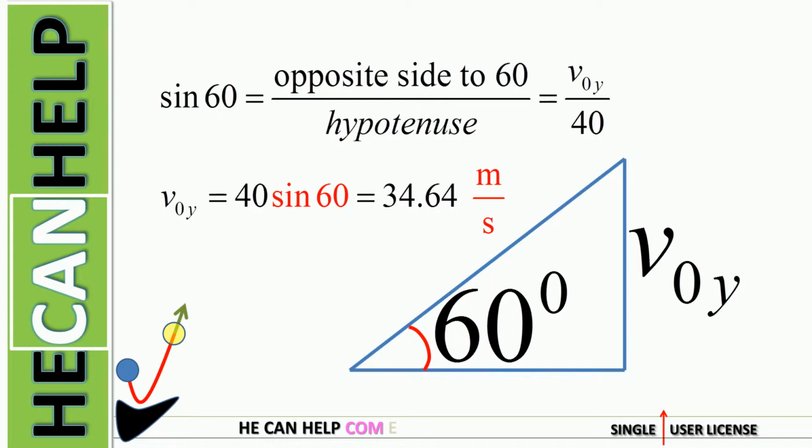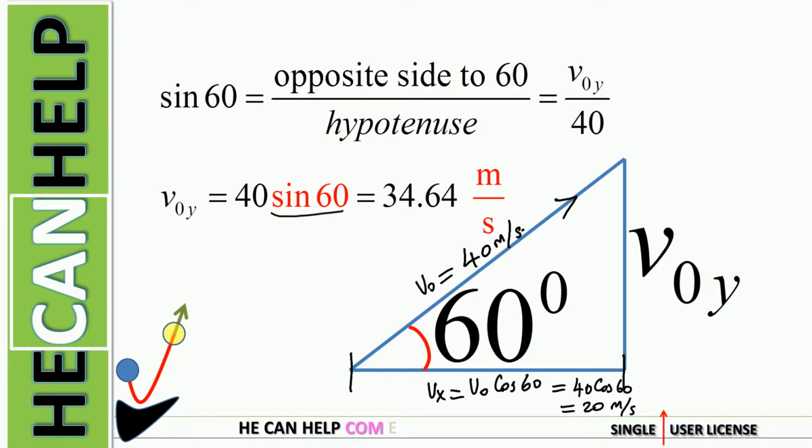So before we go any further, let's just look at the vertical component of the initial velocity vector. Remember, our hypotenuse is 40 meters per second. It is 40 sine 60, because sine 60 is the opposite side to 60 over the hypotenuse. The opposite side to 60 is the vertical component of the initial velocity vector. The hypotenuse is 40, cross multiply, and you get the vertical component of the initial velocity vector is 40 sine 60, and that is 34.64 meters per second.